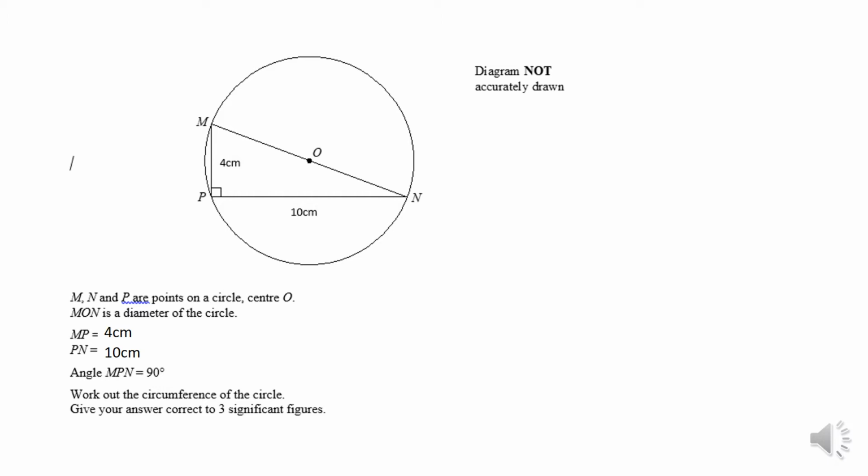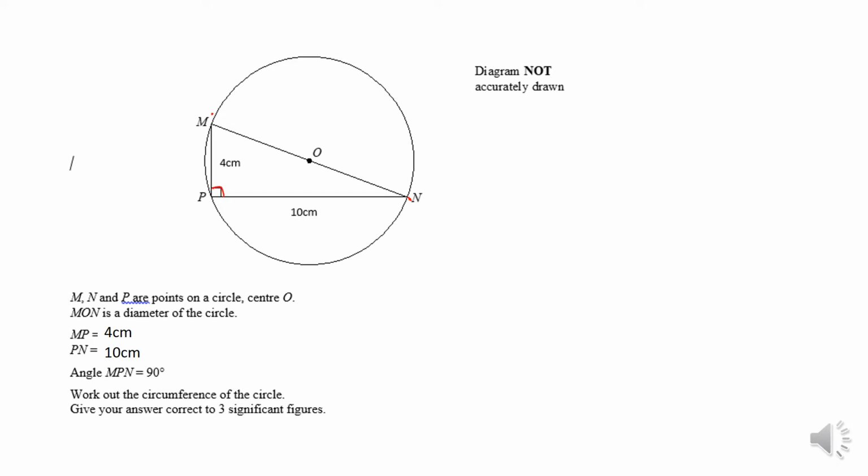So it's talking about M, N and P, which forms a triangle, and it's talking about the centre being at O. MON is a diameter of the circle. So MON is basically talking about this point to this point, and that's a diameter as it runs across the whole of the circle. MP is 4 centimeters and PN is 10 centimeters. Angle MPN equals 90. So that's talking about this angle here. So that's telling us it's a right angled triangle.